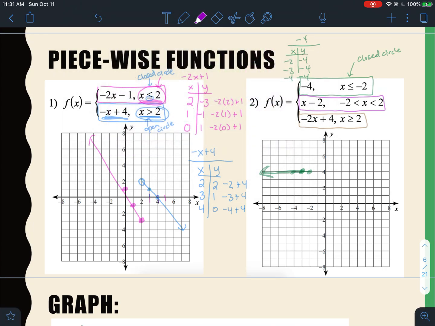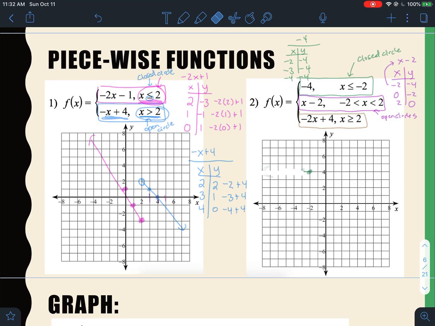Now the purple piece, we have x minus 2, and it's between negative 2 and 2. So negative 2 and 2 are both boundary numbers, so I'm going to use both of them. And then I'll use a point in the middle, so I'll try 0. If I take negative 2 and plug it in, I would get negative 2 minus 2, which is negative 4. If I take 0 and plug it in, I get negative 2. And if I take 2 and plug it in, I get 0. Notice both of these are going to be open circles because it's just less than and not equal to. So negative 2, negative 4 is an open circle.